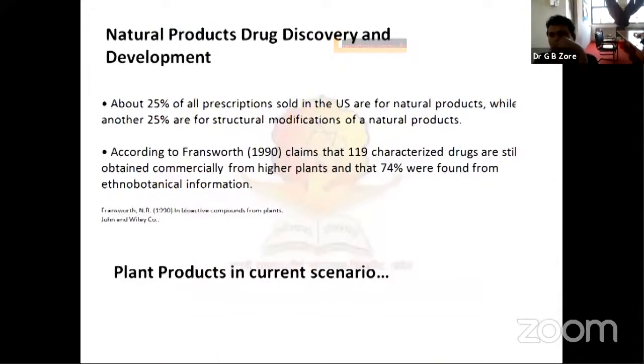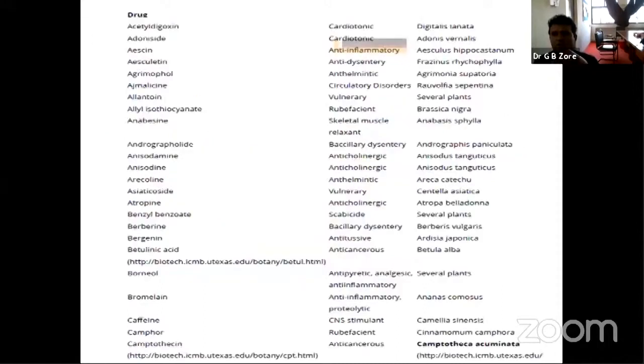About 25% of all the prescriptions sold in the US are derived from plants, and another 25% are structurally modified natural products. You can see the list of these drugs derived from plants, which are currently available in the market and being used against several diseases. So this is how plants are providing a source of novel drugs against various diseases.